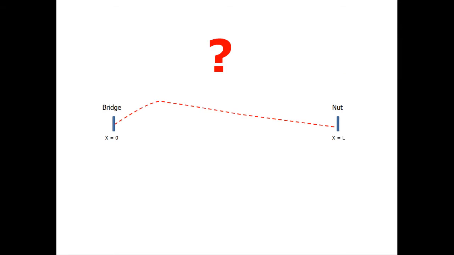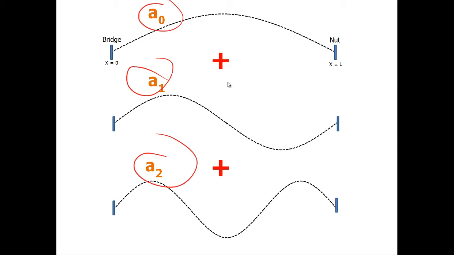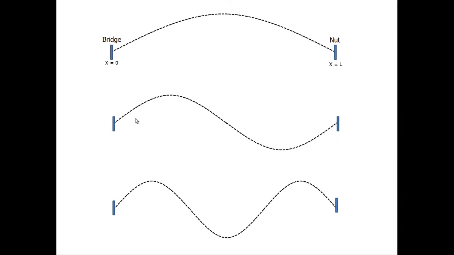Now, the question is, what about a shape like this? Because this looks a little more realistic. If I have the bridge here, and I'm going to pluck the string, and imagine I pull it up and it takes this shape. This certainly is a solution, but how does it relate to these solutions? Well, it relates this way. It turns out that if we take each one of these shapes, multiply them by a coefficient, and add them together, we can make any other shape. So what that means is that this shape can be written as the sum of these shapes.